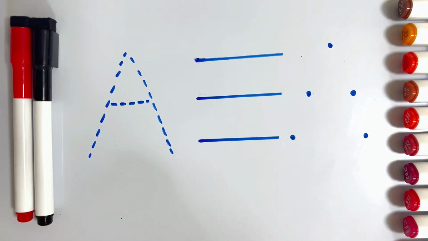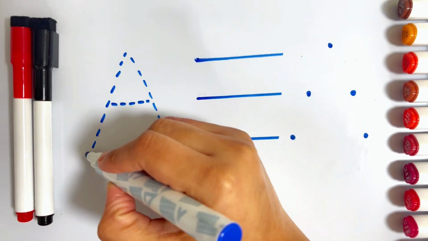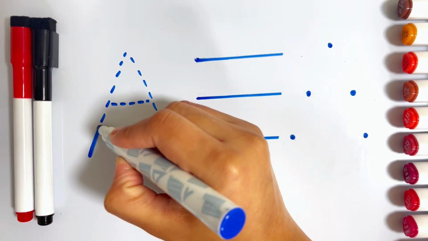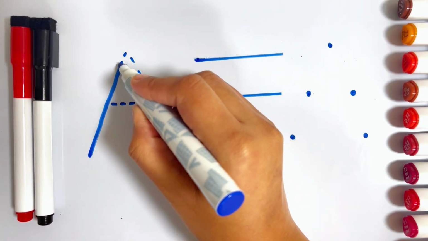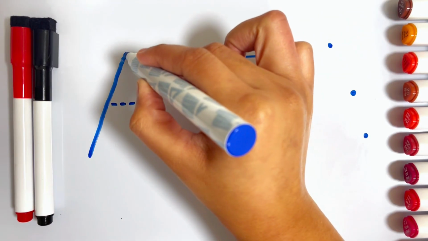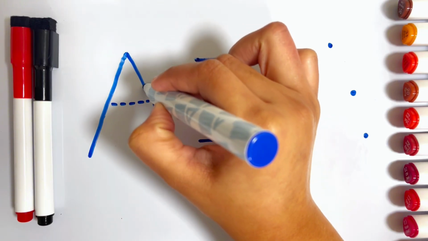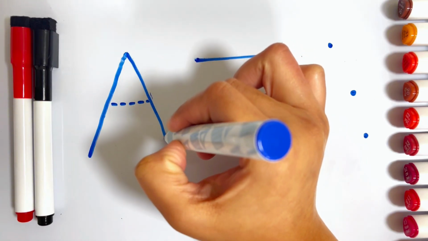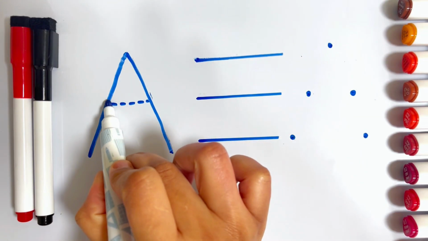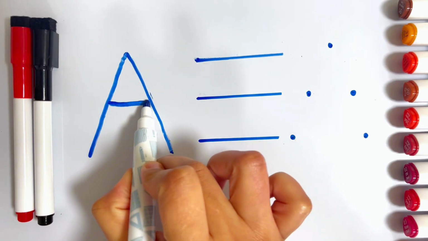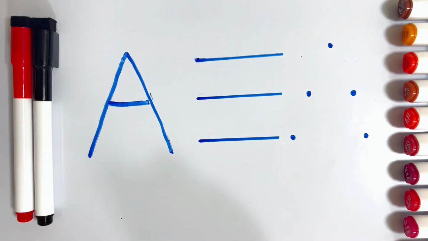Today, we will learn how to draw alphabet A. Trace to right. A. A line going up. A line going down. Now a line in the middle. A.